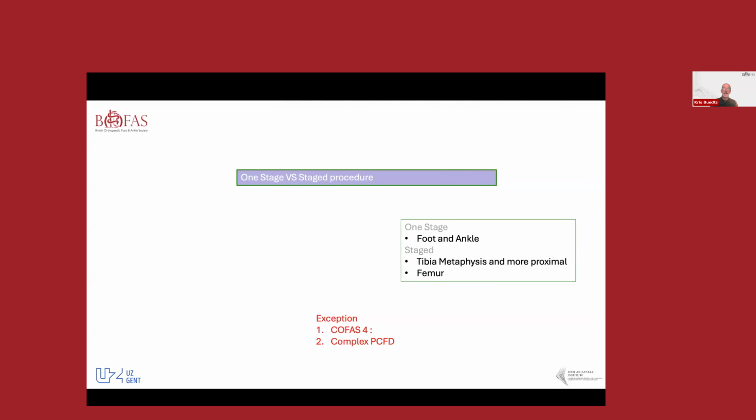So if you go then in those difficult cases, do you stage it or do you go in one stage? If I'm capable to do it in one stage in the foot and ankle, then I will do it in one stage. If I have a more proximal deformity in the metaphyseal region or more proximal or in the femur, I will stage it, except in COFAS 4, when I have to do an arthrodesis, like a subtalar or triple arthrodesis, I will stage it. When I have a complex flat foot deformity, I will also stage my surgery.